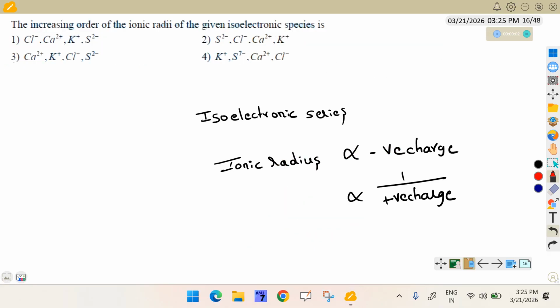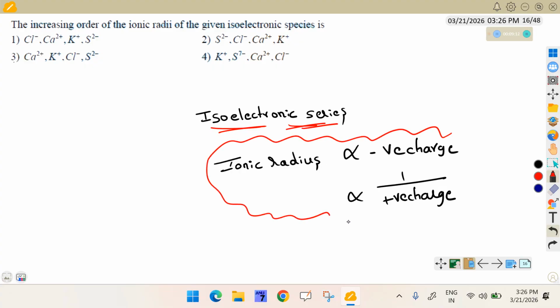The increasing order of the ionic radii of the given isoelectronic species. Already discussed in the isoelectronic series, ionic radius is directly proportional to negative charge and inversely proportional to positive charge. So here the question is increasing order, which starts from low to high. So low charge, more positive charge, ionic size. Based on this, the third option is the correct option.